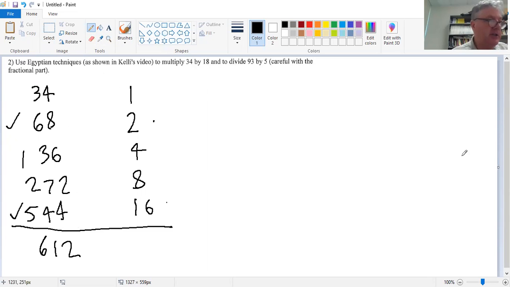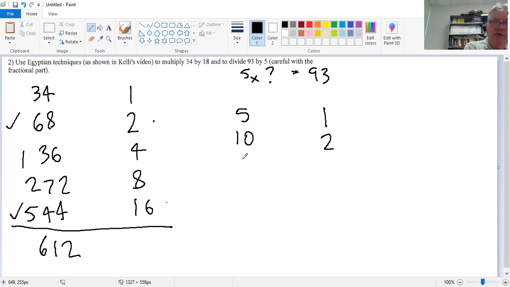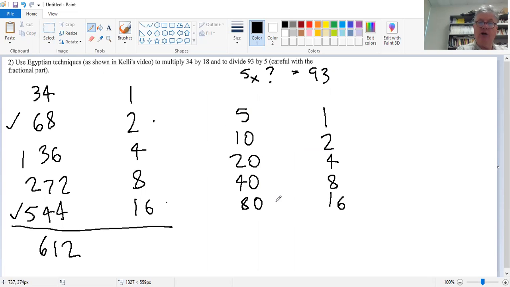Let's now do the division. So we want to do 93 divided by 5. So we're interested in 5 times what gives us 93. Okay, so we're going to work with the 5, and that's going to be our 1, right? So we do our usual thing, we double things, 10 and 2, 20 gives us 4, 40, double it 8, 80, divided by 16, and we stop because we don't want to go beyond 93.